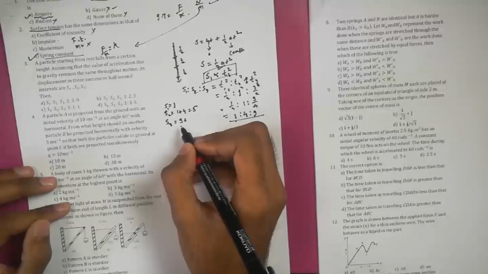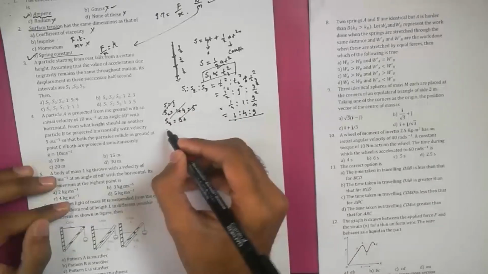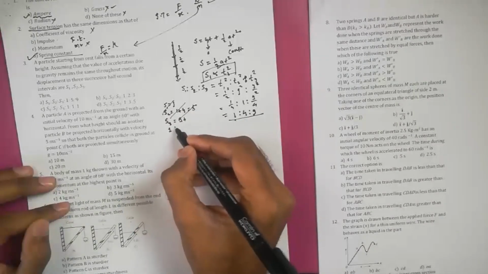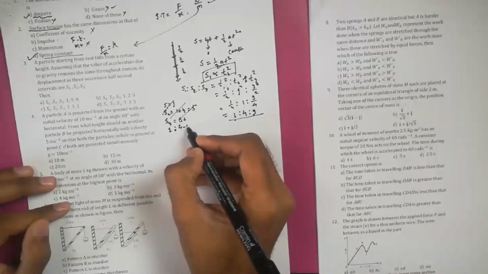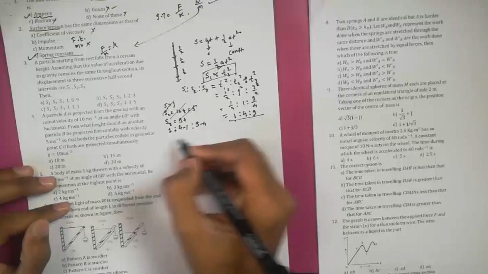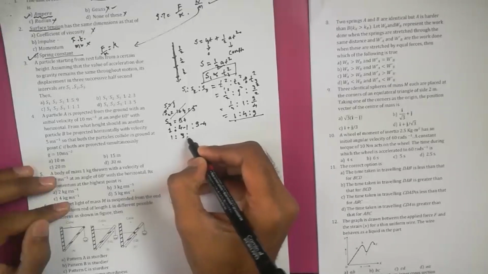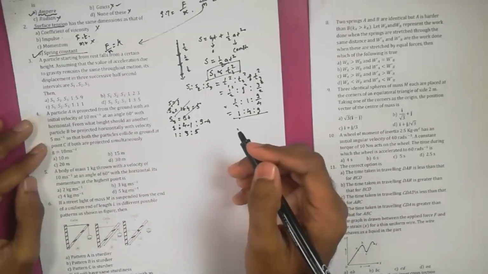No, cancel it out, not this one. In the first second you will have 1, and because distances are increasing, in the next second you will have 4 minus 1. In the next second you will have 9 minus 4, which is 1 is to 3 is to 5, right.